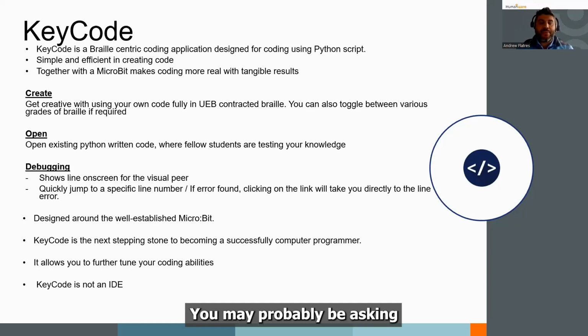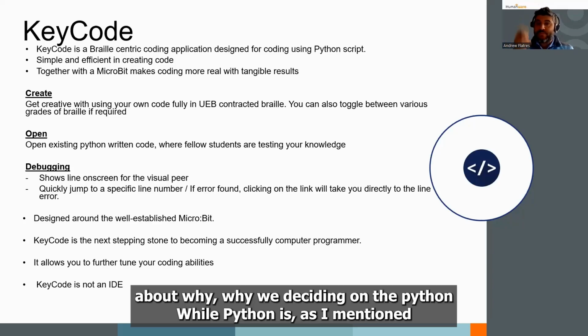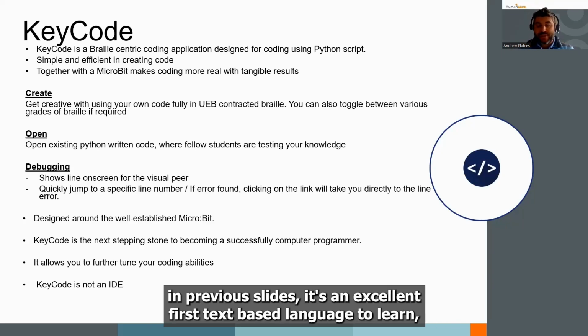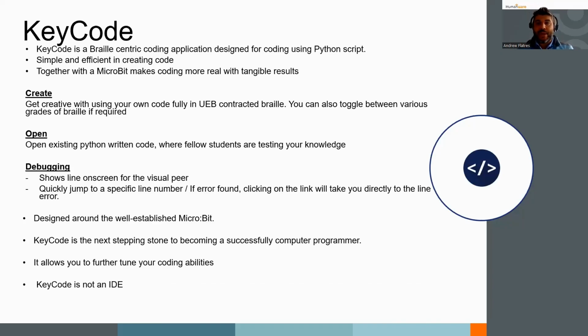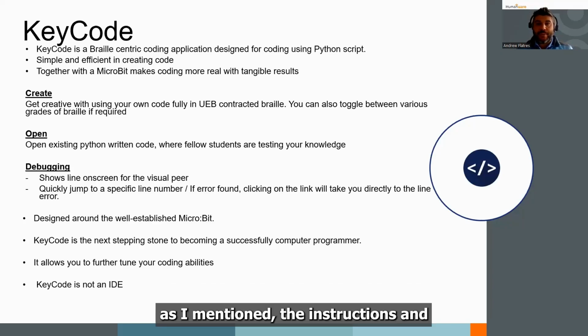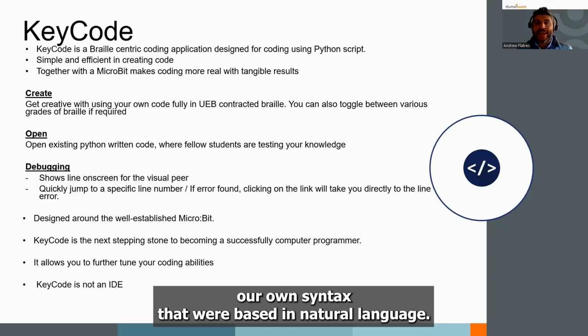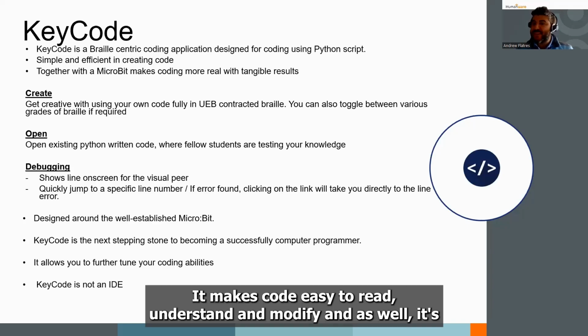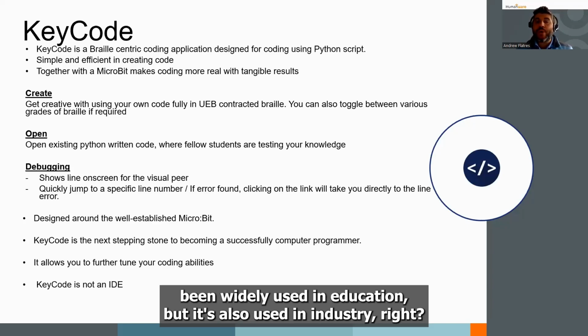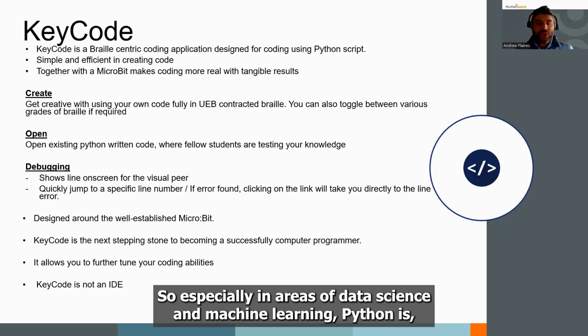You may probably be asking why we are deciding on Python? Well, Python is, as I mentioned in previous slides, an excellent first text-based language to learn. As I mentioned, the instructions are all in syntax. They're all based in natural language. It makes code easy to read, understand, and modify. And as well, it's widely used in education, but it's also used in industry, right? So especially in areas of data science and machine learning, Python is the way forward.